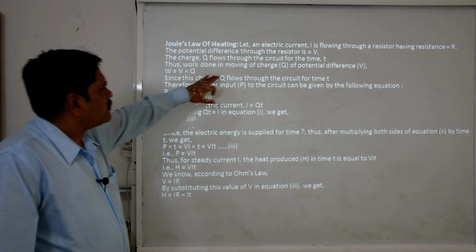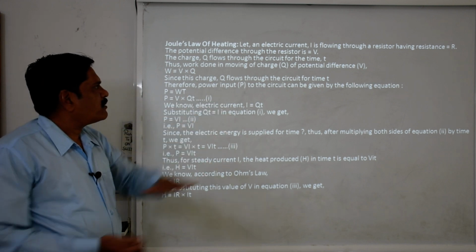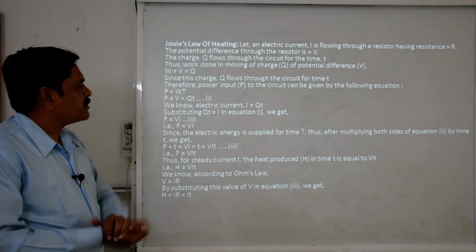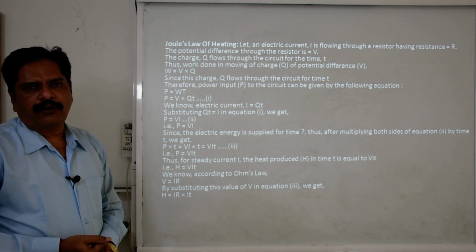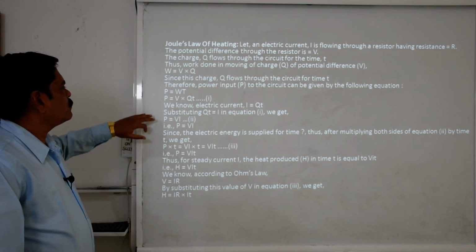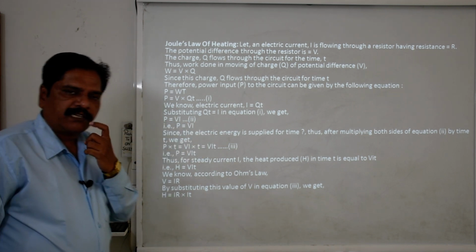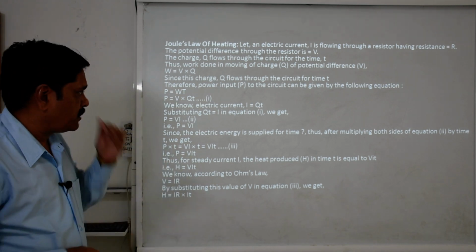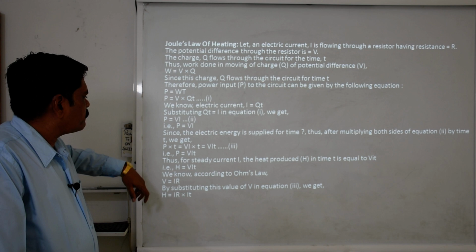Since this charge Q flows through the circuit for time T, the power input to the circuit can be learned with the help of this equation: P is equal to W by T. What is W? W is the work done, and T is the total time taken. So here I is equal to Q by T, which means Q is the number of charges and T is the time in seconds, clear. So you can see that P is equal to VI.